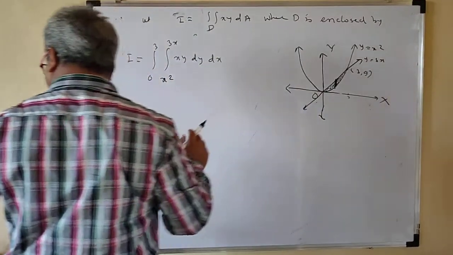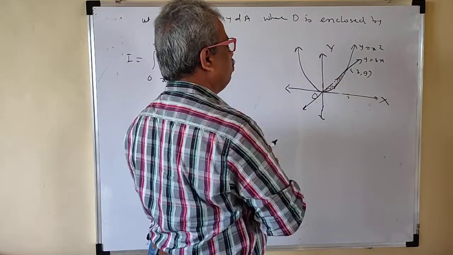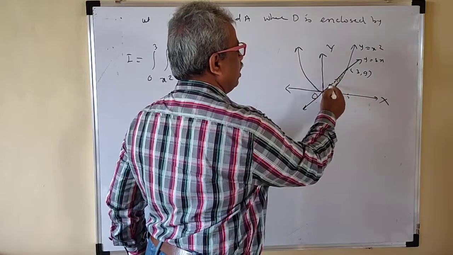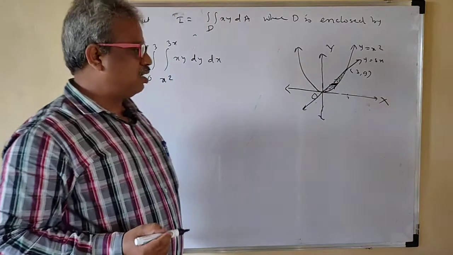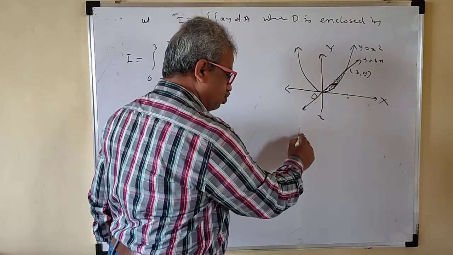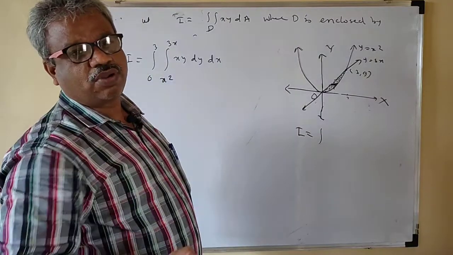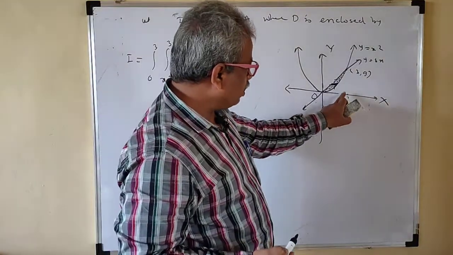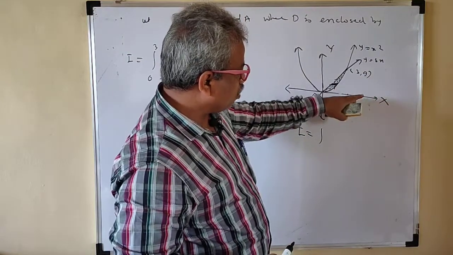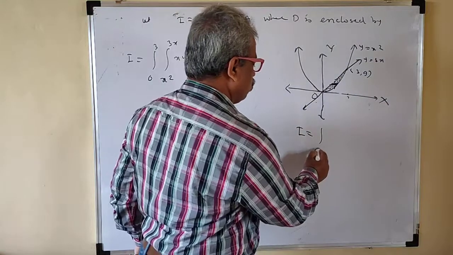Now if you want to draw the strip parallel to x-axis, I will tell you how to do it. This is your strip parallel to the x-axis. If you draw it, then your integral becomes integration, and you have to write the limit of y first, since it is constant. The limit of y is 0 to 9.